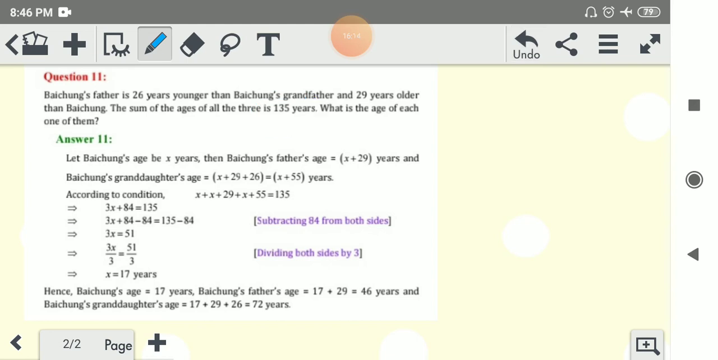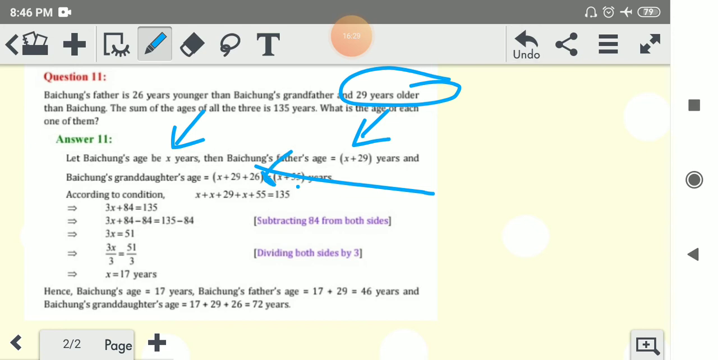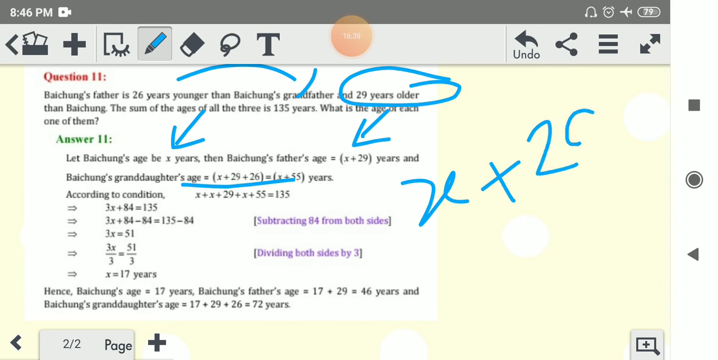Okay, suppose the age of Baicheng is x, and his father's age will be x plus 29, because he is 29 years elder than Baicheng. And the grandfather is 26 years older than his father. So the grandfather's age is x plus 29 and add 26 more.